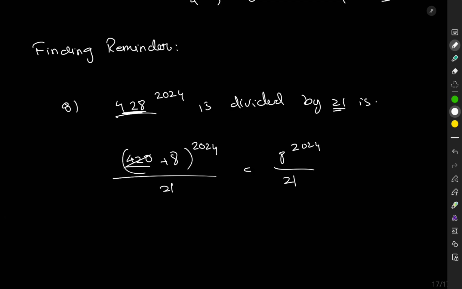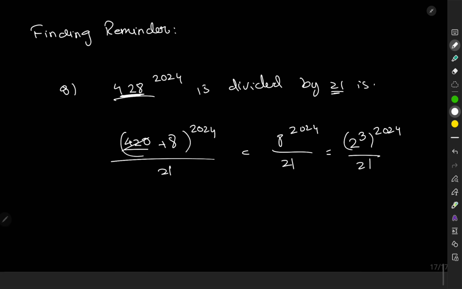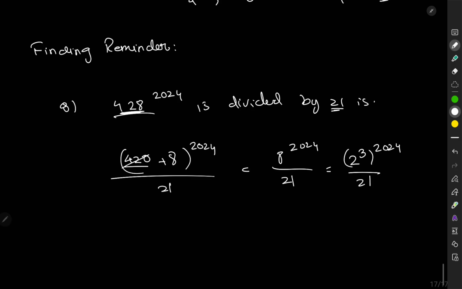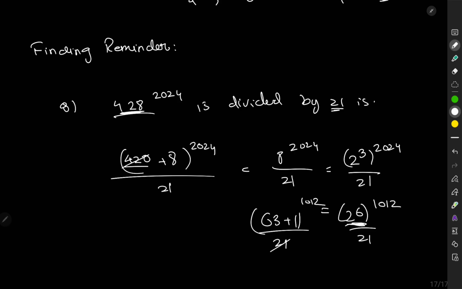So yeah, you can write this as 2 to the power 3 2024 by 21. Okay, and I can write 2 to the power 6 and 1010 by 21, just because I can separate this 2 to the power 6, which is 63 plus 1 by 21, 1012, right? And the remainder will be 1.